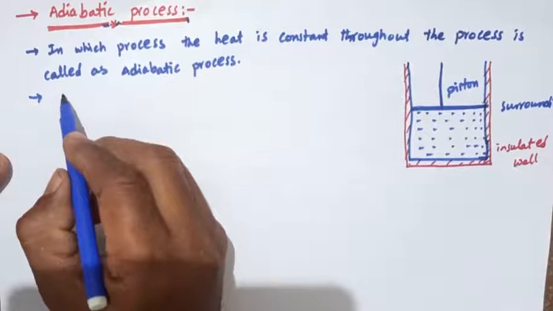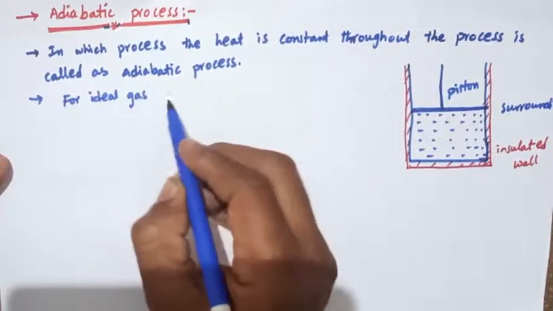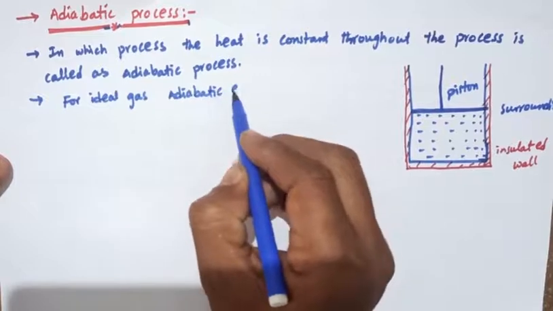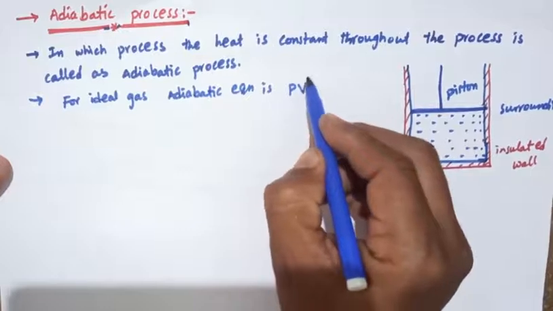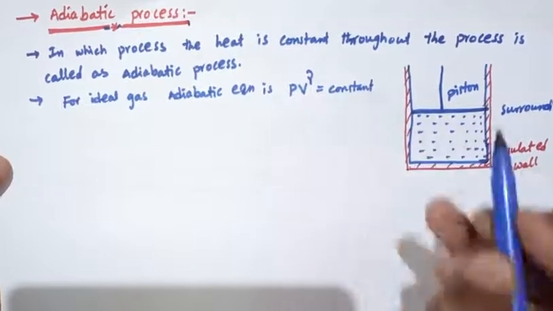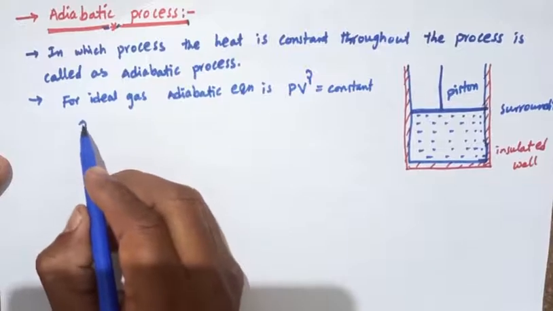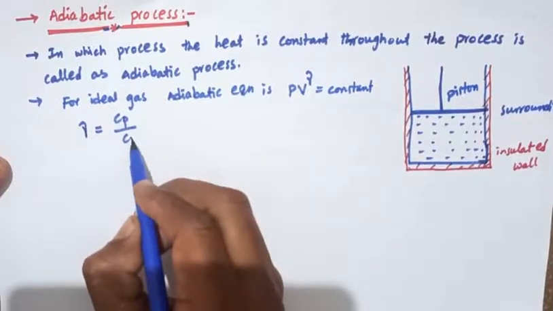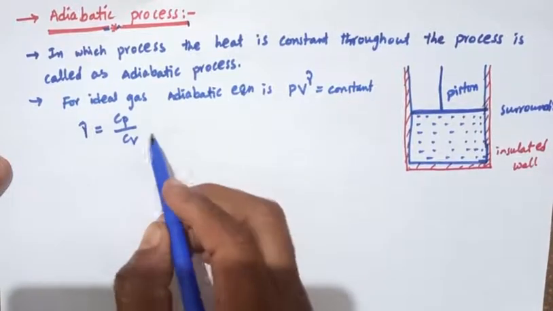For an ideal gas, the adiabatic equation is PV to the power of gamma equals a constant. Here gamma equals Cp by Cv, and gamma is a constant.